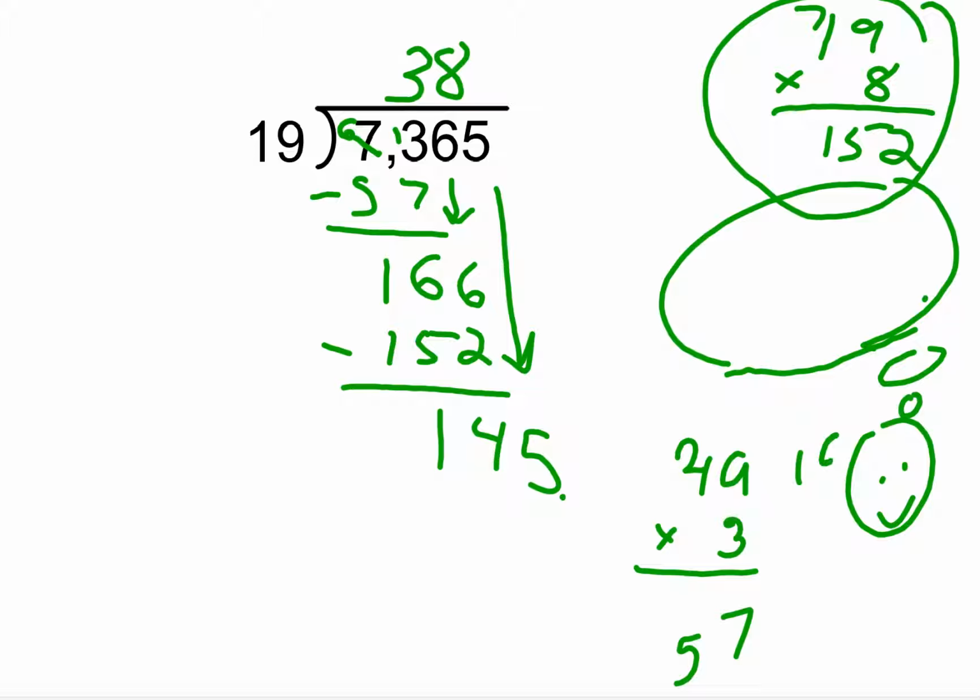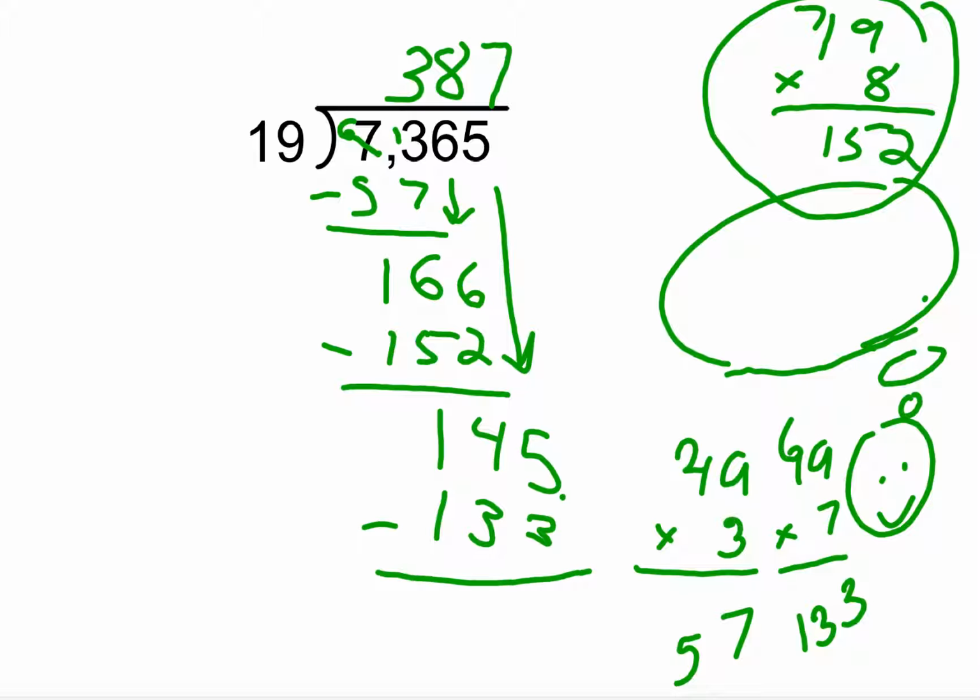So 19 times 7. 7 times 9 is 63. Regroup the 6. 7 times 1 is 7, plus 6 is 13. I'll put 7 in my quotient, and I will subtract 133 from my remainder. 5 minus 3 is 2. 4 minus 3 is 1. I get 12 left down there.